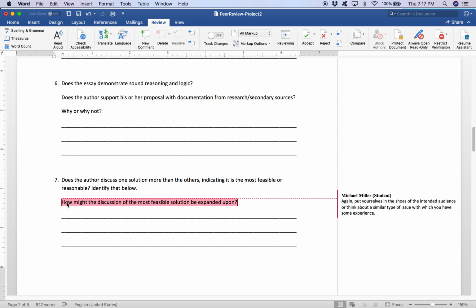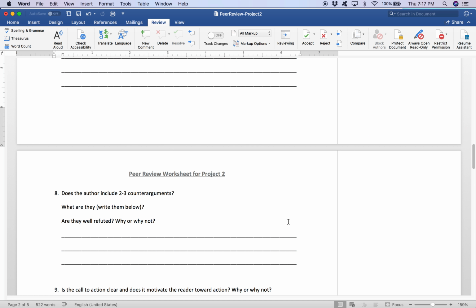Same thing with number 7, thinking about how the discussion of the most feasible solution could be expanded upon. Again, try to put yourselves in the shoes of the intended audience, or think about a similar type of issue with which you have some experience, and that should help spawn some ideas about how the author might expand upon their most feasible solution.